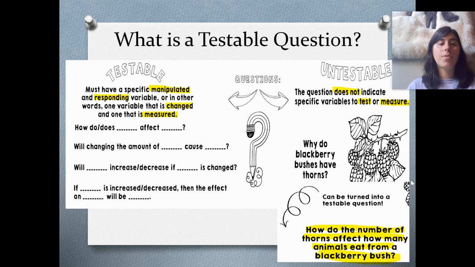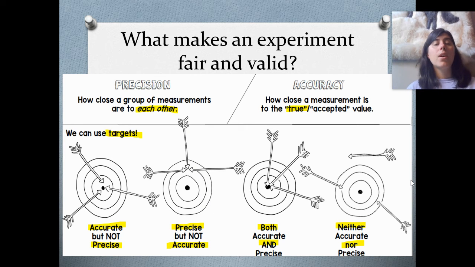The last thing in our notes for today is how we make an experiment fair and valid. And we've already talked about testing several times, making several trials, and that's going to go with our precision and our accuracy. Precision is how close a group of measurements are to each other, whereas accuracy is how close the measurement is to the true or accepted value.